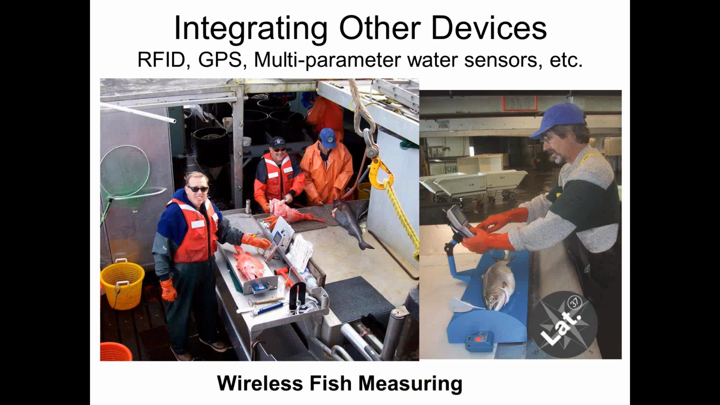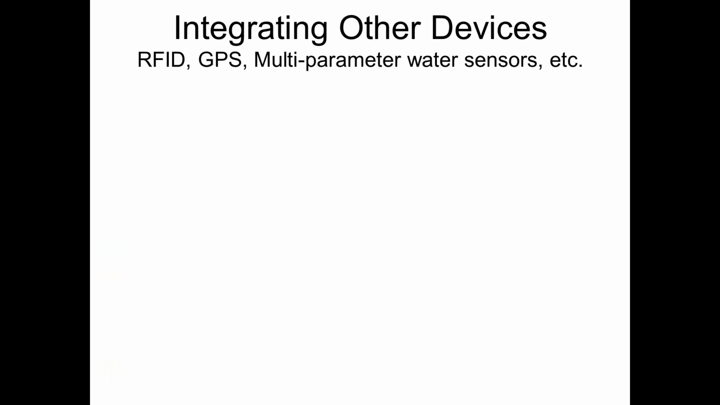Other examples are, our partner in New Zealand, Lat37, makes a wireless fish measuring board. There you see some Allegros used to measuring what look like a ground fish there, and so when they put them on this board, the data is just being automatically sent directly into your rugged field computer.